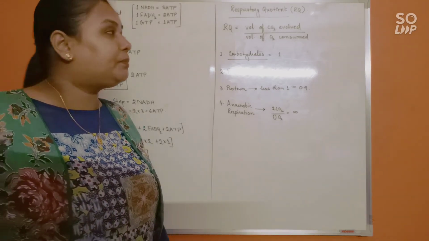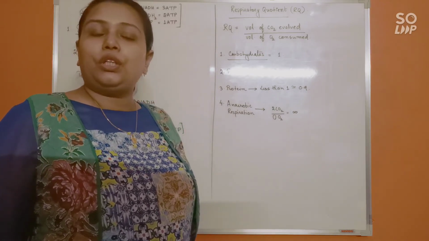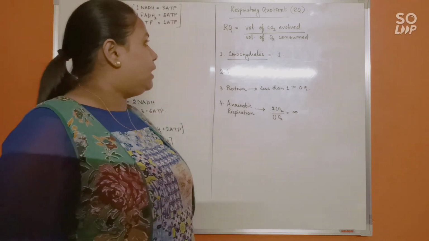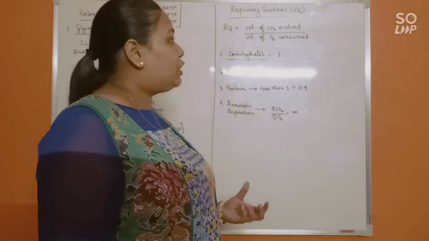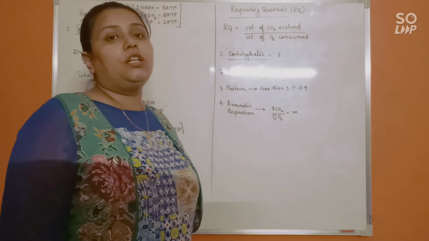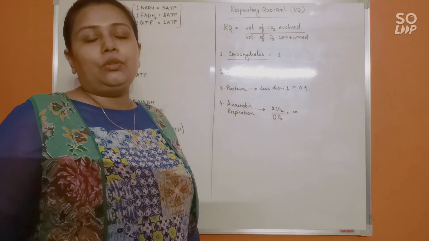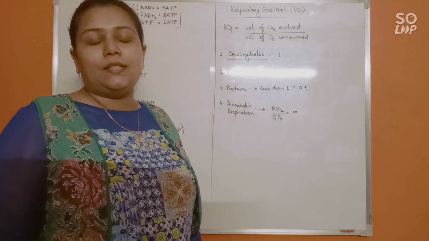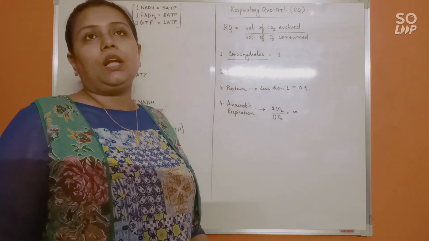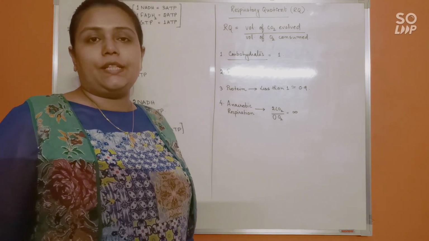Do remember that. Now finally, the last topic of this chapter is respiratory quotient. Respiratory quotient is nothing but a ratio. It's the ratio between the volume of carbon dioxide evolved to the volume of oxygen consumed when respiration takes place. It's a value that allows you to understand what kind of respiratory substrate is being oxidized inside your cell or inside the body.